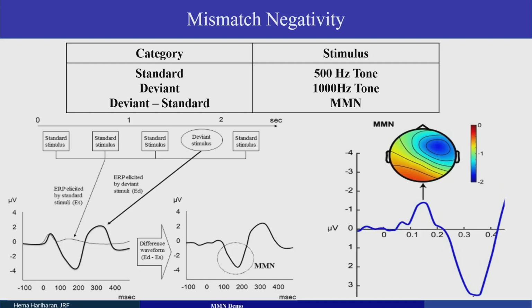When we do this ERP analysis, we have to create two different bins, one for the standard and one for the deviant. Then we have to do a bin operation, so that a subtraction takes place between the deviant and the standard. Only then will we get the proper MMN result.